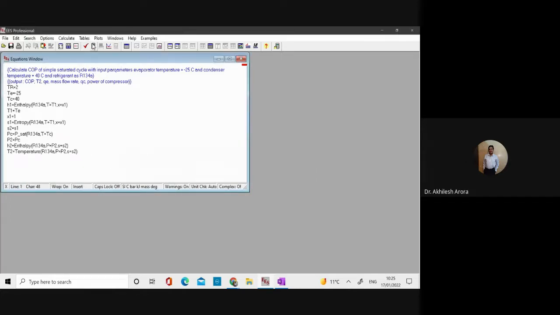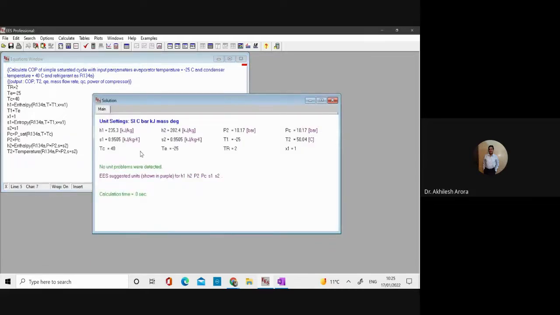So now calculate the temperature. Are you able to get the temperature T1? T2, 50.04 degrees Celsius. Okay. No need of calculation of CP.